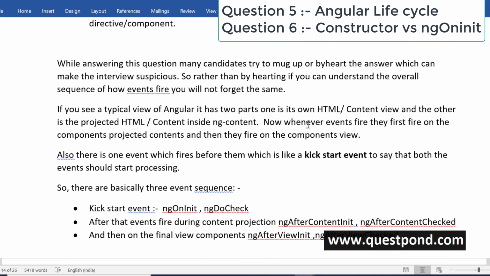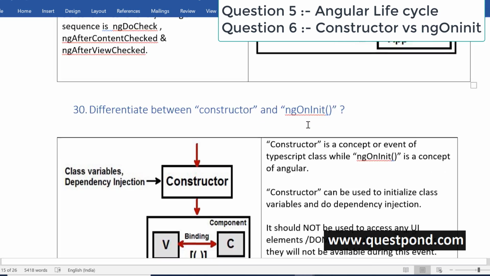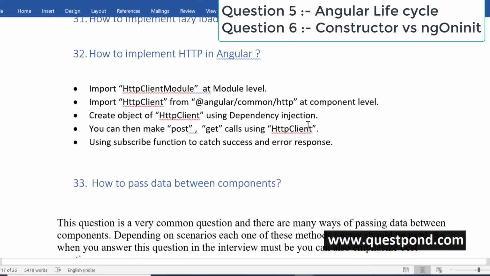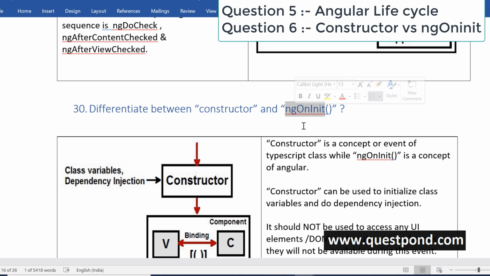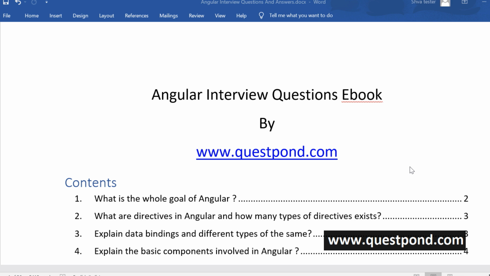And one very famous question around this is the difference between ngOnInit and constructor. I don't know why this question is so famous, because they are very different concepts, but I have seen in Angular interviews that constructor and ngOnInit are pretty much asked.